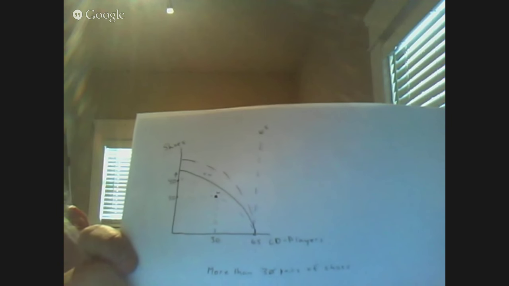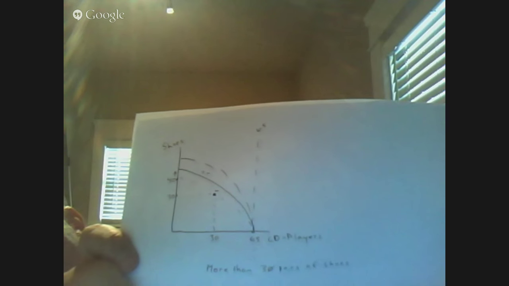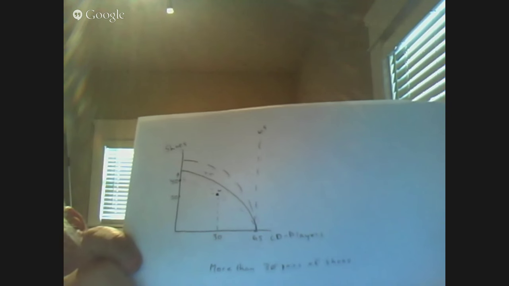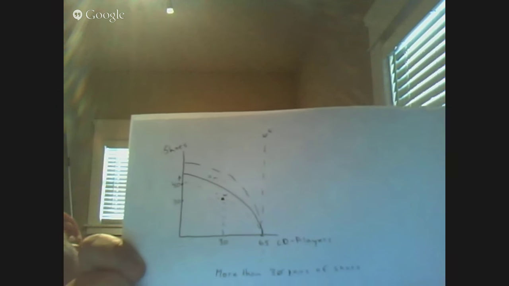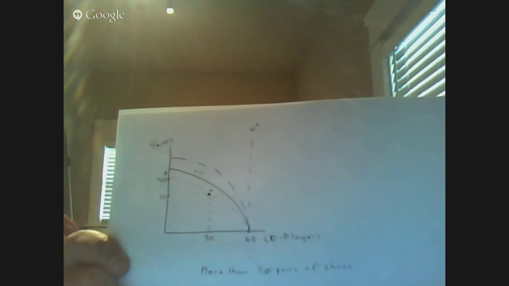Now, I wouldn't expect you to have that in your answer. I just put that to illustrate that we can't go past 65 CD players no matter what we want to do, because if we devote all of our resources to CD players, we don't have better technology. So the best we can do is 65 CD players.